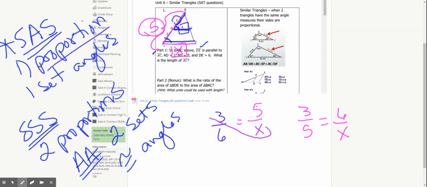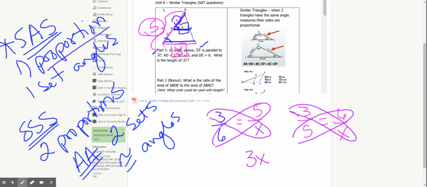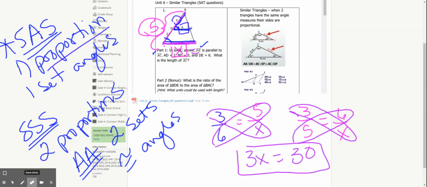So we're going to multiply 3 times x and get 3x, and then 6 times 5 and get 30. Then you solve that equation, and that is going to be AC, the bottom of that triangle. So x equals whatever this equation equals. Kind of messy there today.